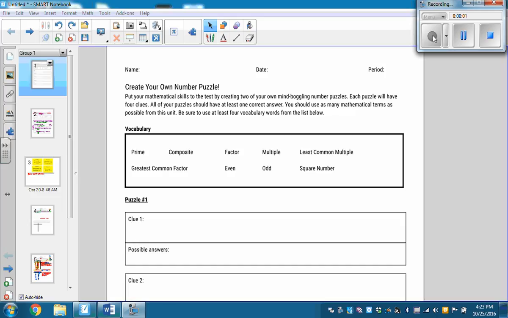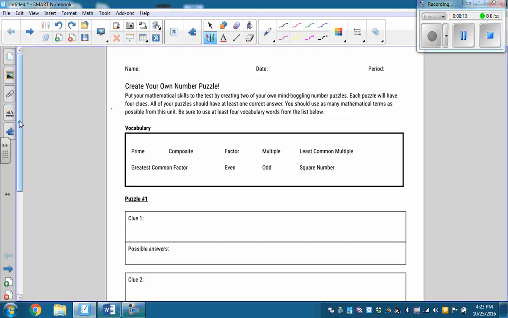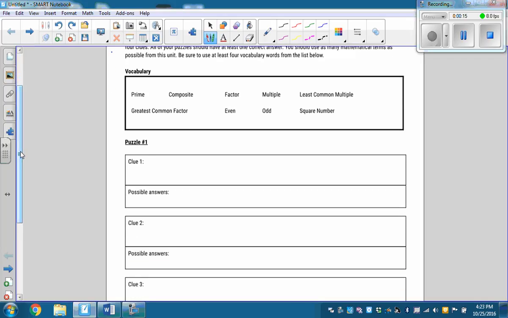Of creating a number puzzle to help you with your homework. Make sure your homework doesn't have my answer. So, I made a sample number puzzle, and I'm going to show you how I did it. I made 4 clues.